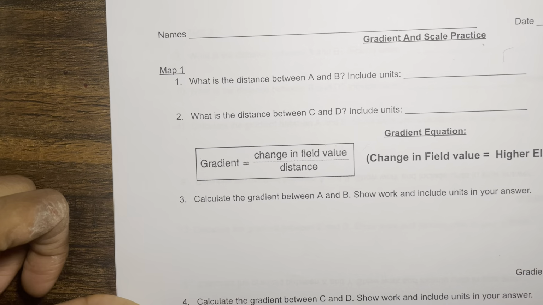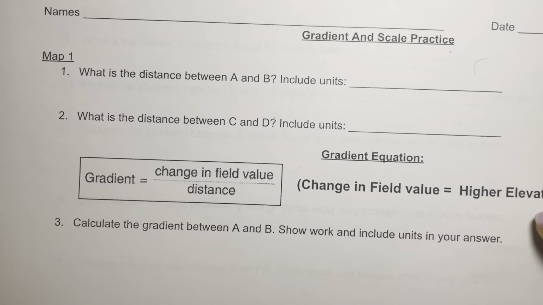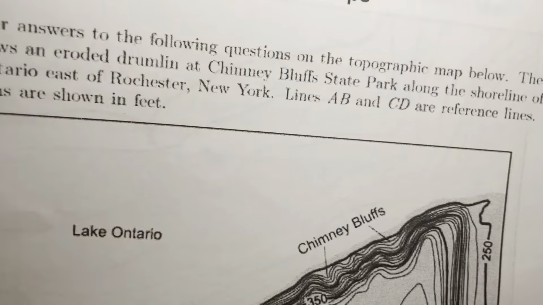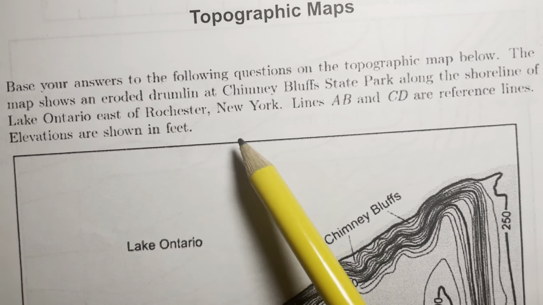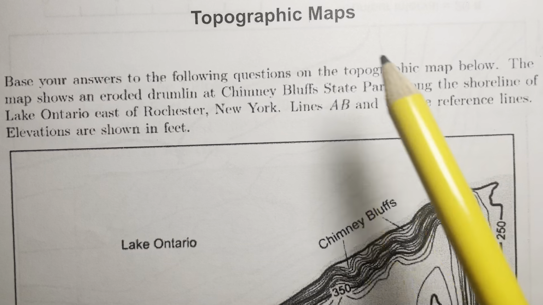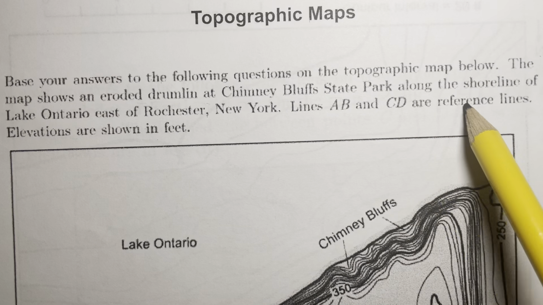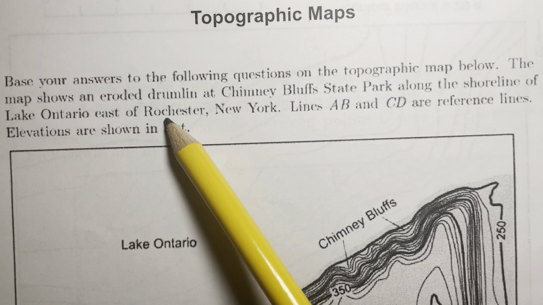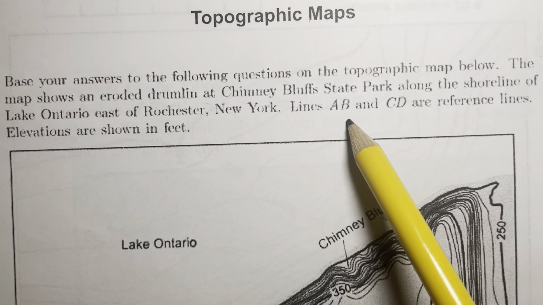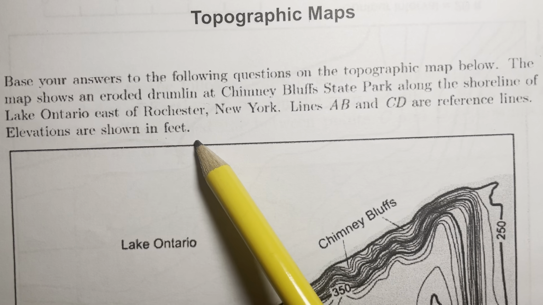So the question on map 1, question number 1, says, what is the distance between A and B? Include units. So first let's read what our map's about. It says, base your answers to the following questions on the topographic map below. The map shows an eroded drumlin at Chimney Bluff State Park along the shoreline of Lake Ontario east of Rochester, New York. Lines A, B, and C, D are reference lines. Elevations are shown in feet.